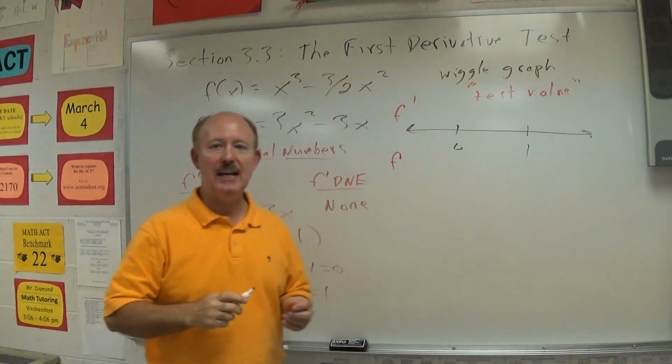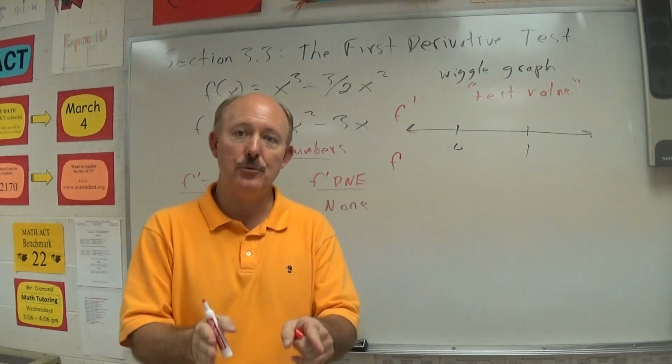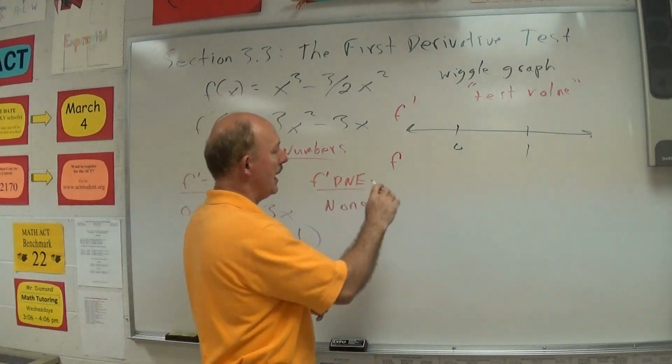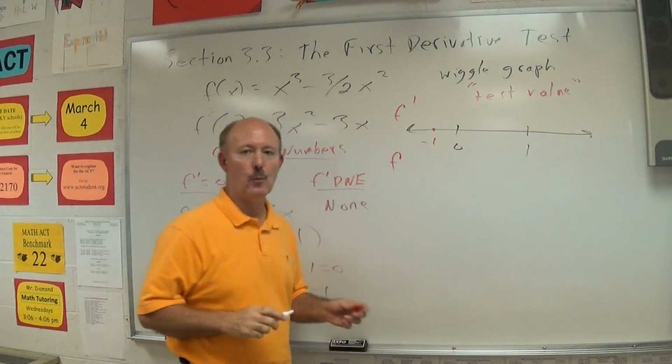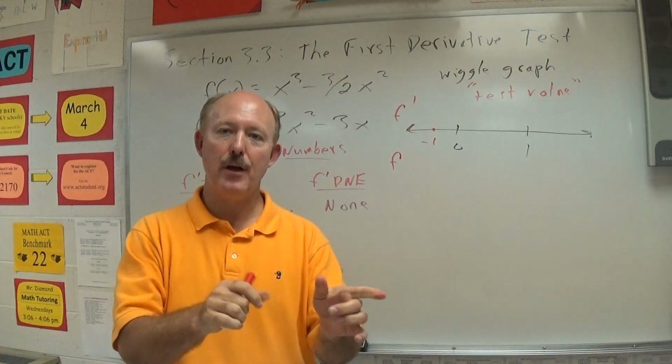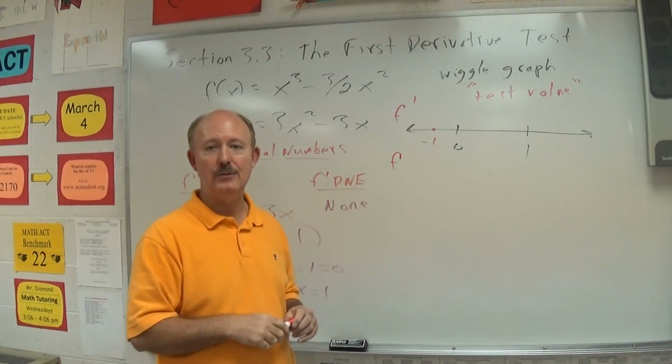Okay, we're going to pick a test value from each interval, and we're going to test those numbers in the first derivative. So, how about we check from negative infinity to 0? Let's try negative 1. Let's see whether the curve of f would be increasing or decreasing at negative 1.